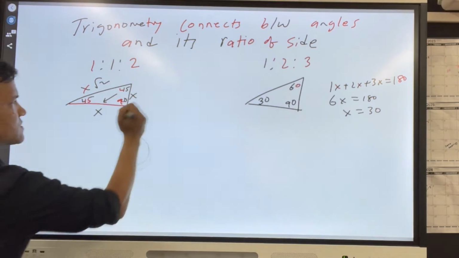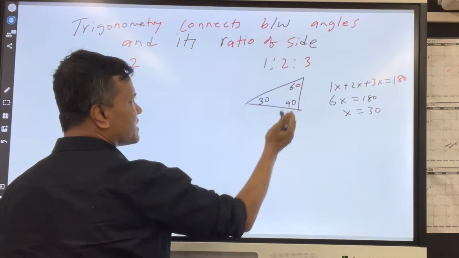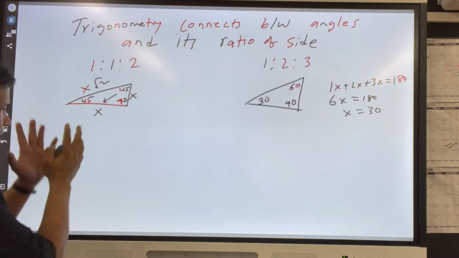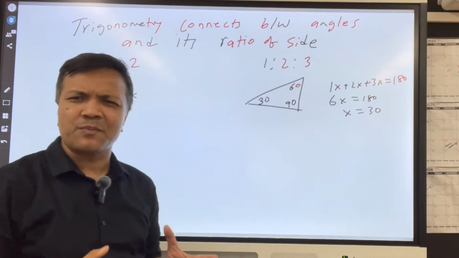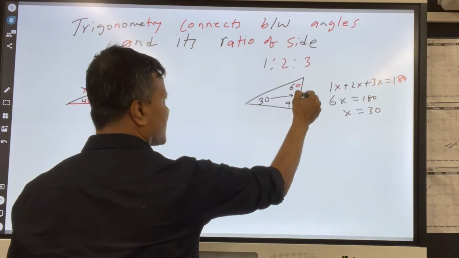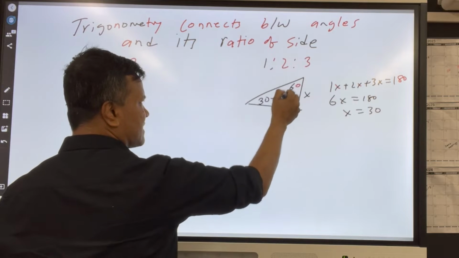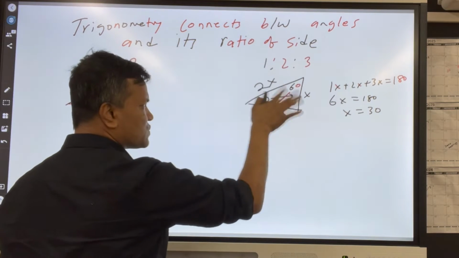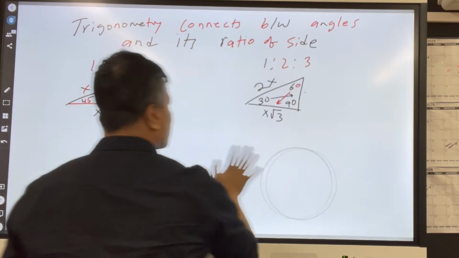So now what is this one? This one also you can use the Pythagorean theorem, but to save time, anytime you forget, you can use the Pythagorean theorem to fix it. So the smallest one would be x, the second biggest one is x root 3, and this is 2x. Of course, you can use the Pythagorean theorem to check them.